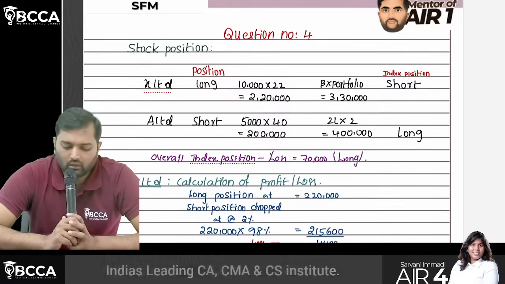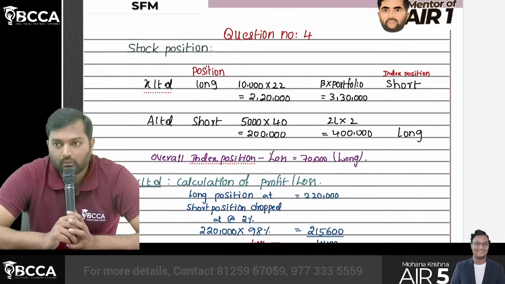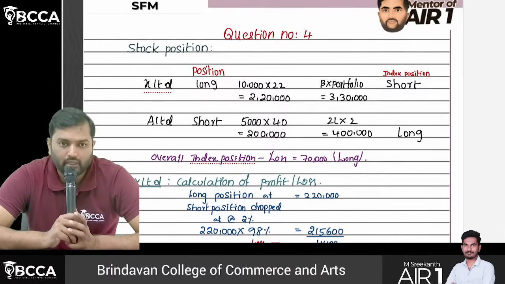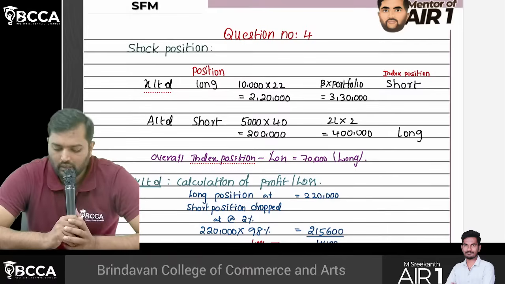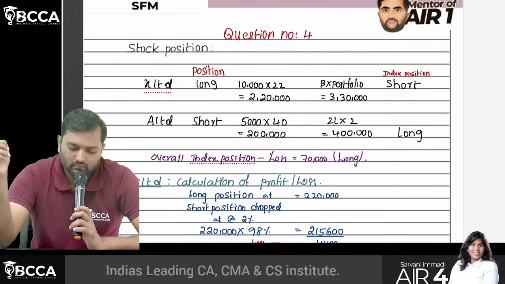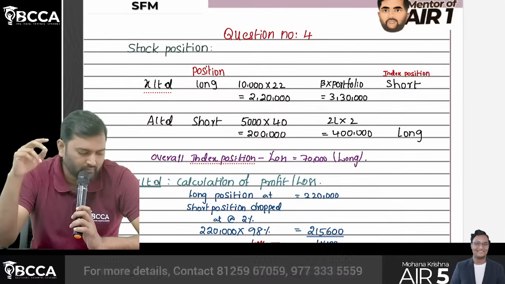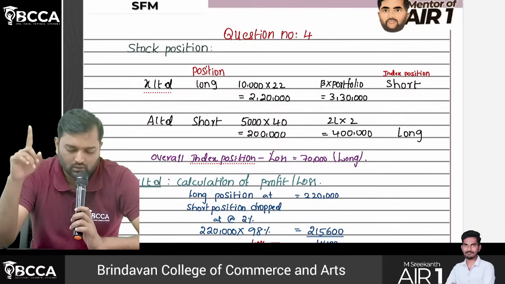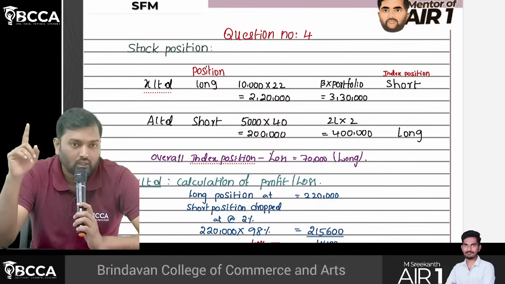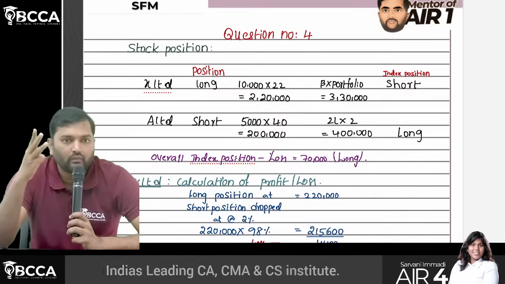A Limited: already we have a short position of 2 lakhs. So that's why in index we take a long position. For what value? 2 lakhs into beta, 4 lakhs. So in index 3,30,000 short, 4 lakhs long. So the overall position is 70,000 short. Sorry, long. 70,000 long.